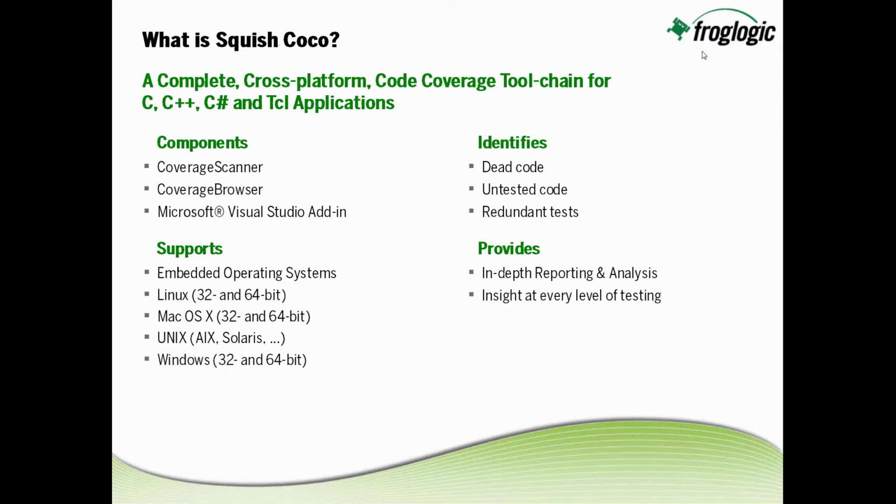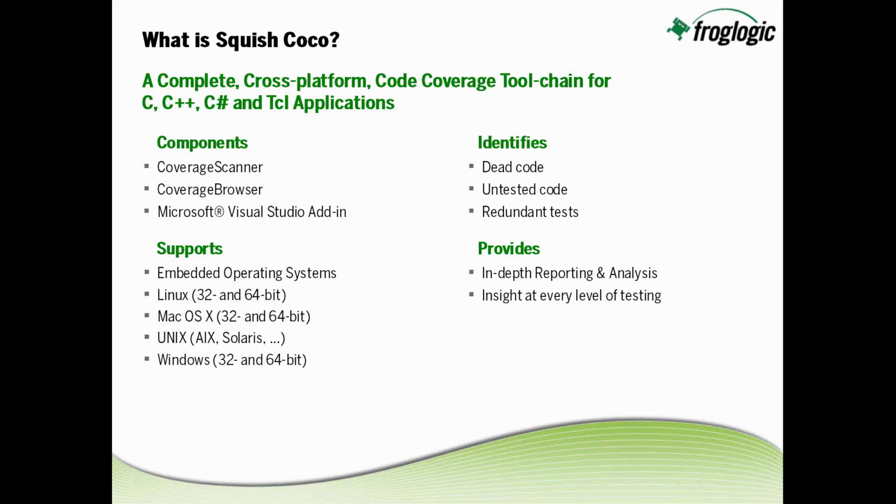A little bit about Squish Coco. Squish Coco is made up of a coverage scanner and a coverage browser. And if you are a Microsoft Visual Studio user, we also have a Visual Studio add-in. The coverage scanner is going to monitor the code that you're executing, and the coverage browser is going to display in a GUI format the results, the analysis, and allow you to interact and see what code you're covering. We support a variety of operating systems, much like Squish GUI Tester: embedded, Linux, Mac, Unix, and Windows. And for code coverage, we cover C, C++, and recently added C# and TCL applications.